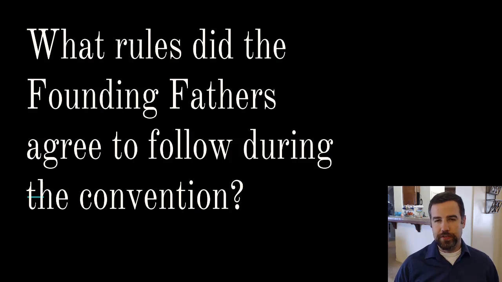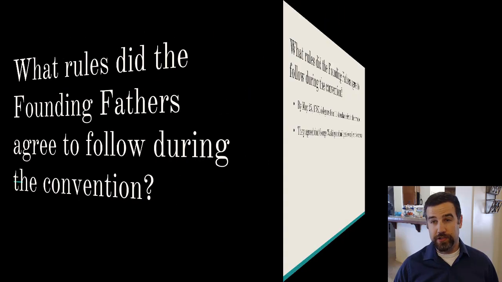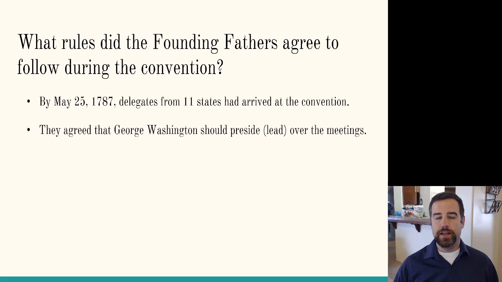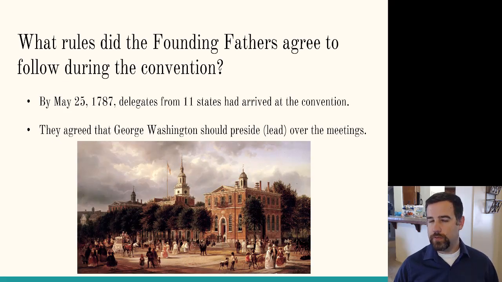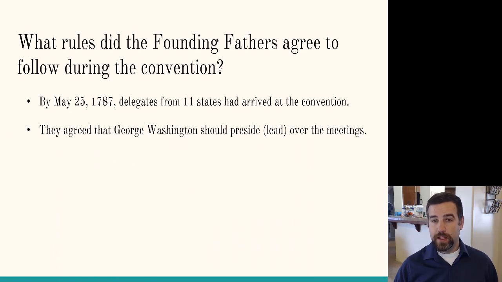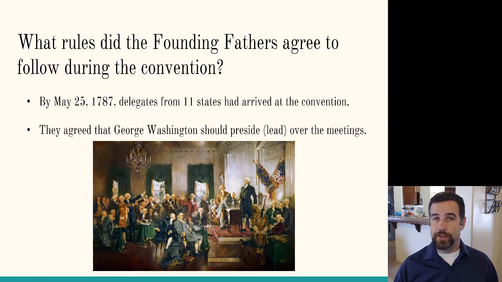So what rules did the Founding Fathers agree to follow during the convention? They came up with a few things. First, this is going to start on May 25th, 1787, and it's going to run through the entire summer in Philadelphia. By that time, we have delegates from 11 states who had arrived. They agreed that the person who should lead this convention should be George Washington.